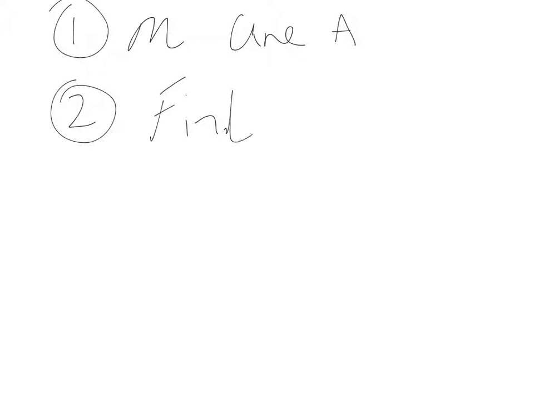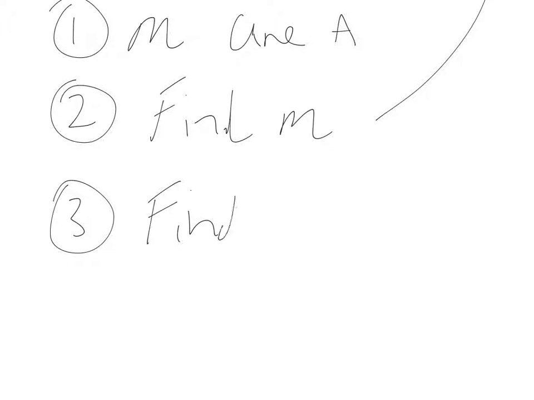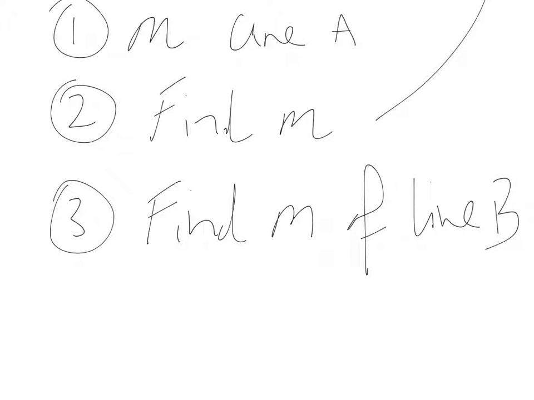We need to find the equation of line B that's perpendicular to line A. So if we want to find something which is perpendicular, we need to know m, the gradient of line A. If I know the gradient of line A, then I can work out what the gradient of line B is. So the second thing we need to do is find m. So using these coordinates, I'm going to firstly find the gradient of line A, and then I'm going to find the gradient m of line B, and finally I'm going to rearrange the equation using this coordinate here to find c.